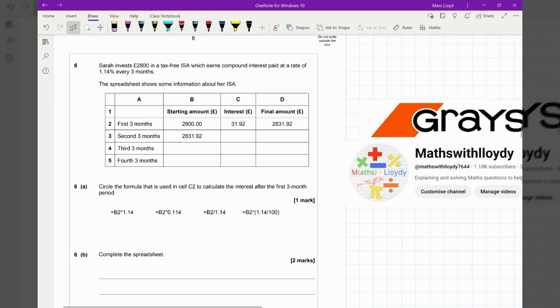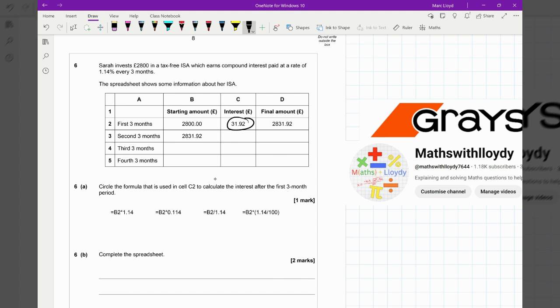Sarah invests £2,800 in a tax-free ISA, which earns compound interest paid at a rate of 1.14% every 3 months. The spreadsheet shows some information about her ISA. Circle the formula that is used in C2, which is there, to calculate the interest after the first 3-month period.